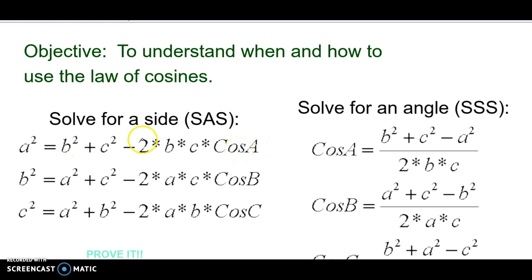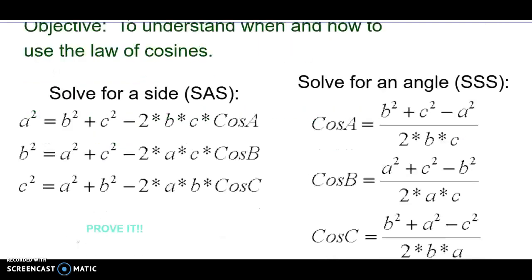Okay, so this over here is if we were solving for a side. Notice that we would have side angle side given to us. And then here, this is just algebraically rearranged, so these are ultimately the same thing. There's one law of cosines. So if I solve for the angle instead, in other words, we're given side, side, side, I can do that using one of these.